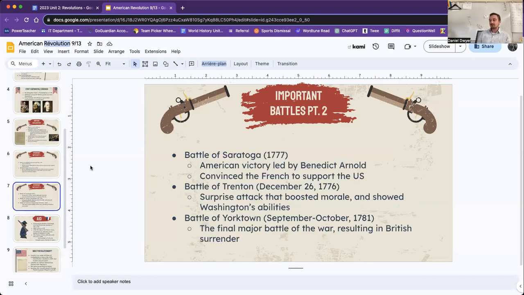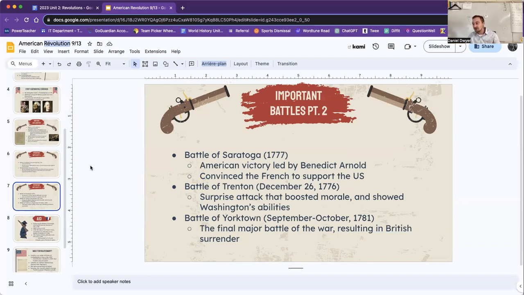All right, in the last three battles, we're going over the Battle of Saratoga. It's an American victory actually led by Benedict Arnold. He's a very interesting figure that everyone always remembers for his betrayal, but he was one of the most important commanders in the army. And this victory is going to convince the French to support the United States. They're going to say it's not completely a losing battle to back the US, so let's throw our support behind them.